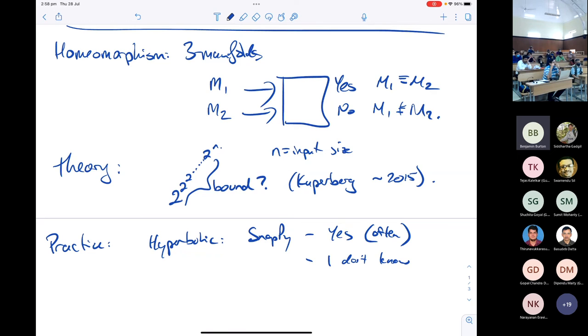If the manifolds are not homeomorphic, it won't say yes. If it says yes, it's correct. And the point is, when they are homeomorphic, it actually does recognize this very often. And not only does it do it very often, it does it very quickly.